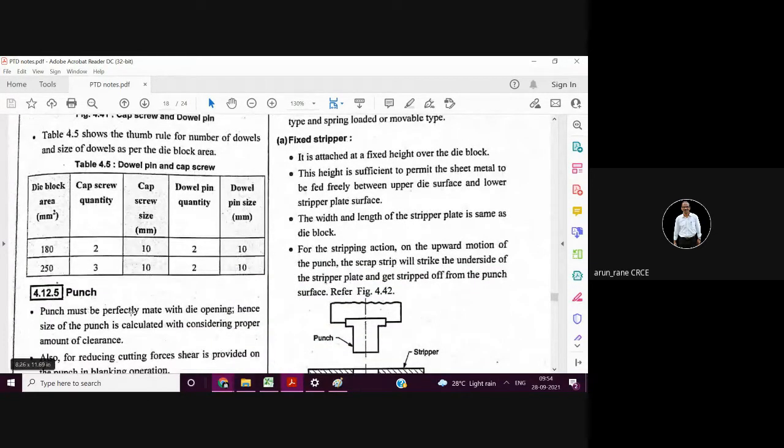Again, here some guidelines are there. That is, if your die block area is 180, then you can go for 2. That's good. Instead of 10, you can go for 8 also. Dowel pins you will need two, because if you give one dowel pin, then the two pieces can rotate on one another. If you give two holes, two dowel pins, then that degree of freedom, that rotation, will be avoided.